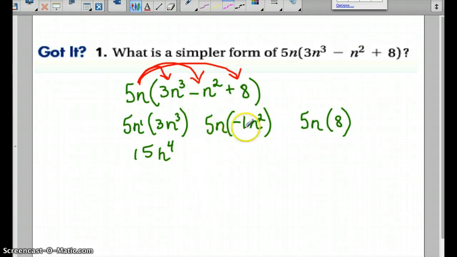because we remember that 1 is in front of any variable that doesn't have a coefficient. So 5 times a negative 1 is a negative 5. N to the first times n to the second is n, 1 plus 2, n to the third, or n cubed. And lastly, 5 times 8 is a positive 40, and times n is a positive 40n. And our final trinomial is 15n to the fourth minus 5n cubed plus 40n.